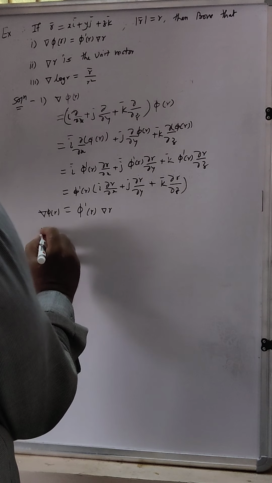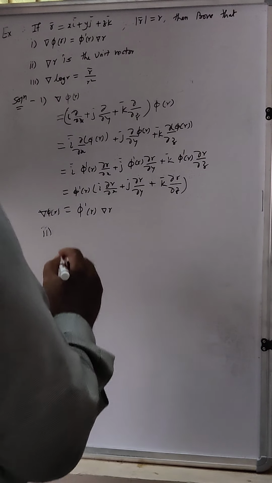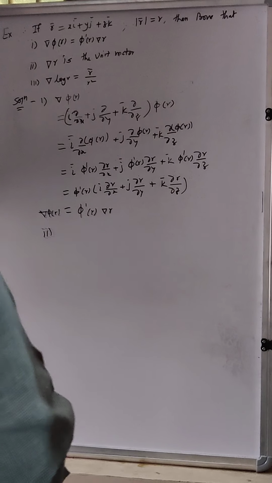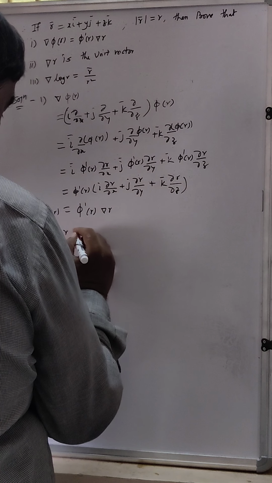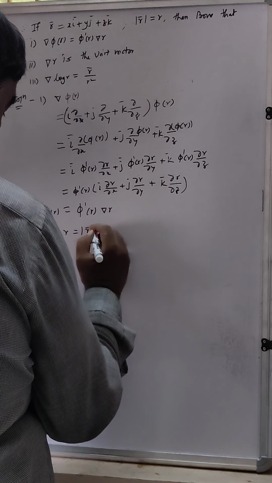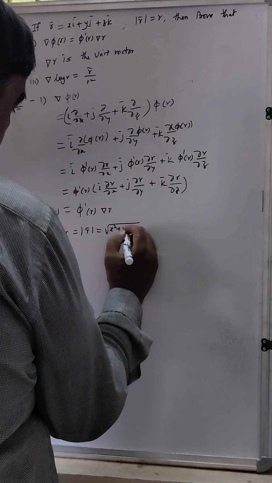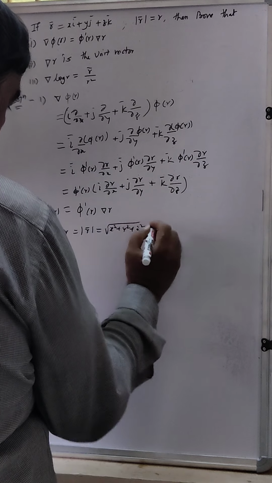Second, to show that del r is a unit vector, r that is equal to the magnitude of r vector is equal to under root of x square plus y square plus z square.